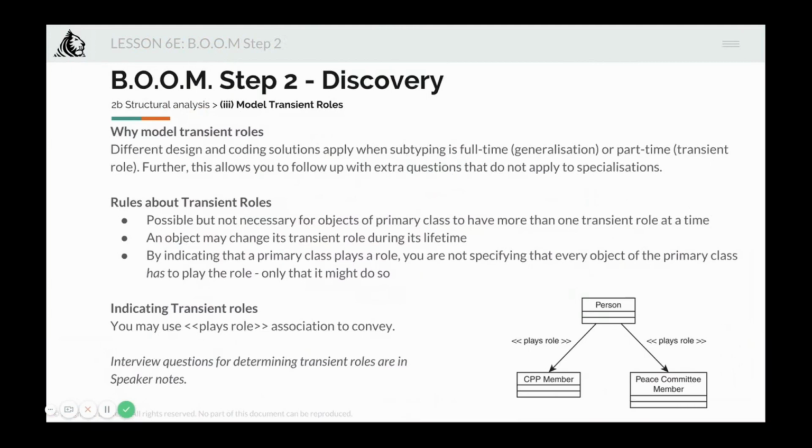Another question that you can ask is, can an object of a given class change its subtype during its lifespan? If the answer is yes, the subtype is a transient role. So, for example, any person in the peace committee organization may change from being a peace committee member to a member of CPP, which is another committee that exists, to a peace committee member. So these are considered transient roles of person.